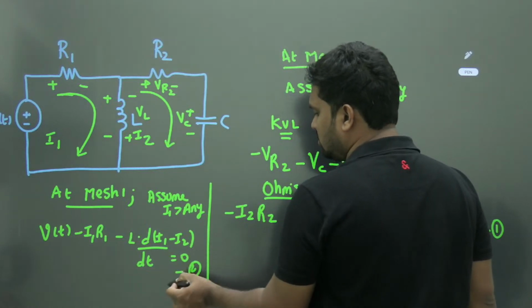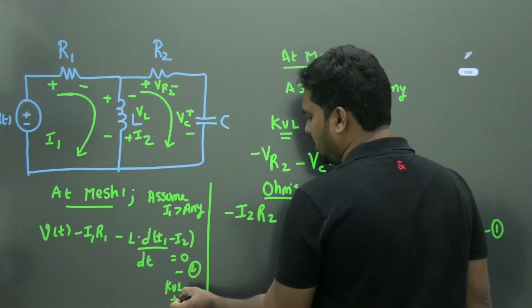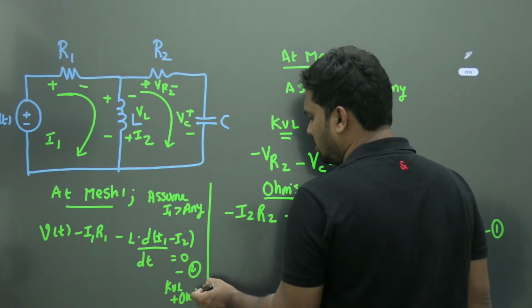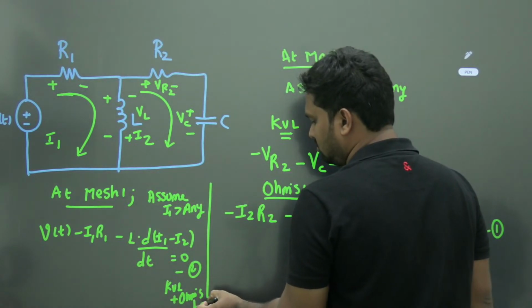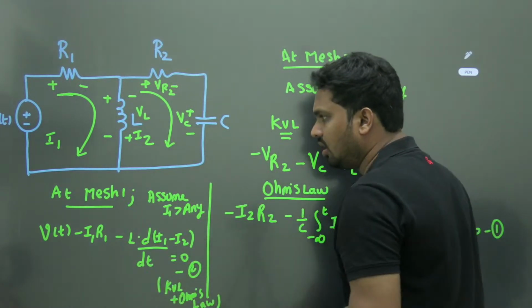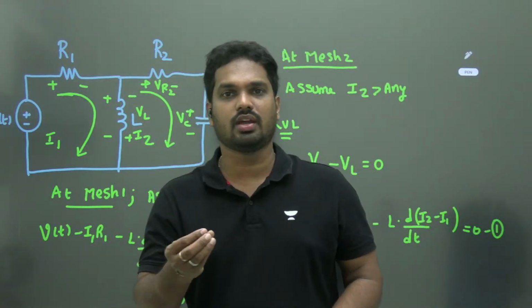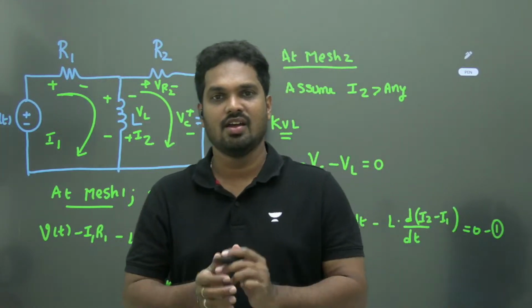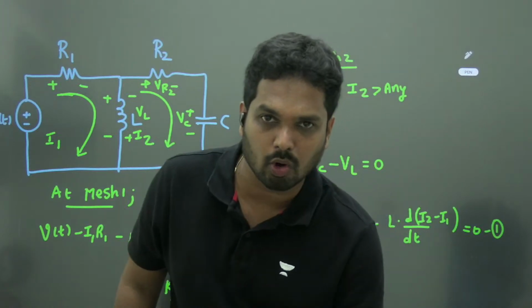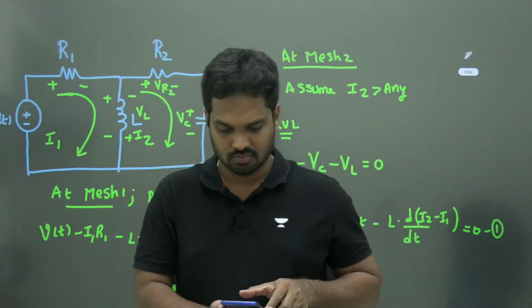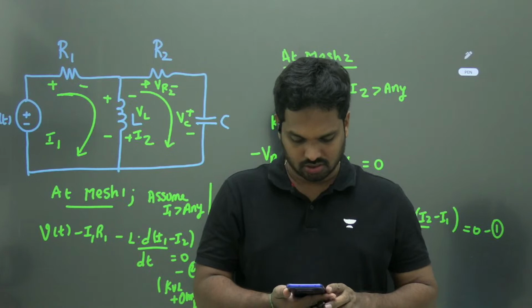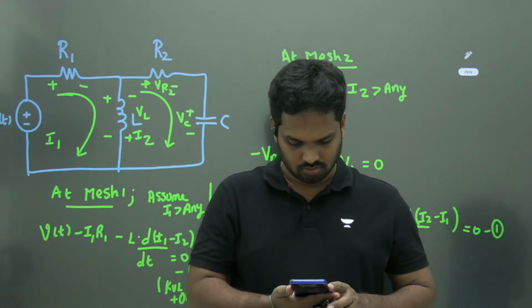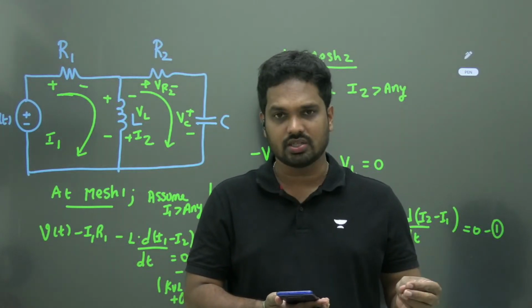Directly, this is how you write the equation of KVL and Ohm's law together. That's the process, simply what we can say as mesh analysis. So let's see the problems now. Are you ready for the problems? Yes, you can see, Shiva.